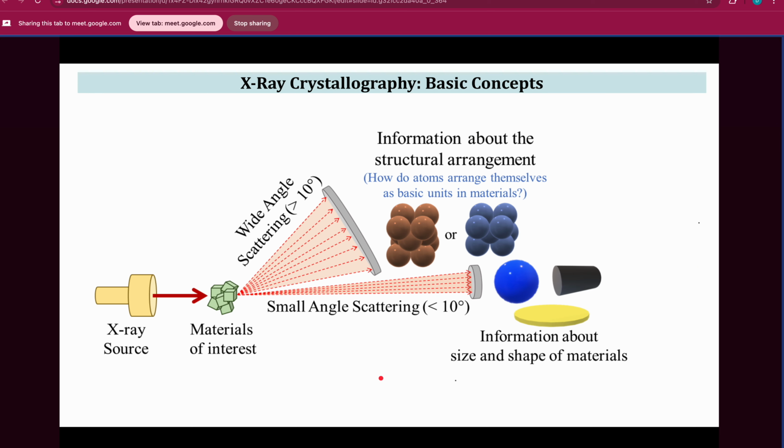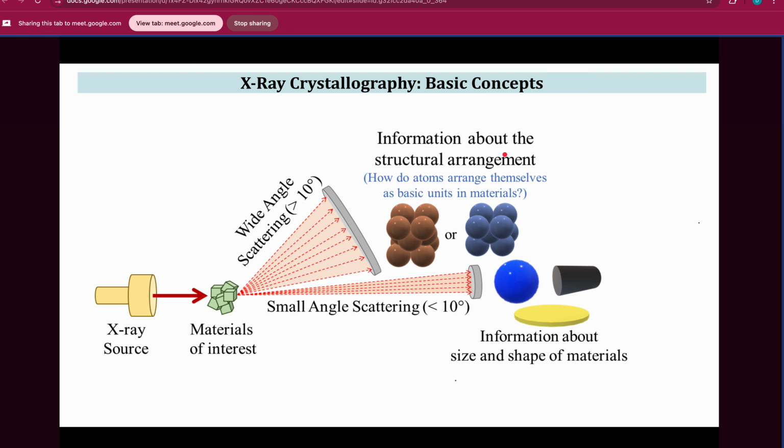Yeah, so this is one of the representations of X-ray crystallography. So we have an X-ray source, then we have a material of interest. So these are the crystals. And then if we pass the X-ray, there could be wide angle scattering as well as small angle scattering. So as we have discussed in the previous slide, one is X-ray crystallography and another one is the small angle X-ray diffraction pattern. So small angle X-ray scattering, which is known as SAXS, is a low resolution technique.